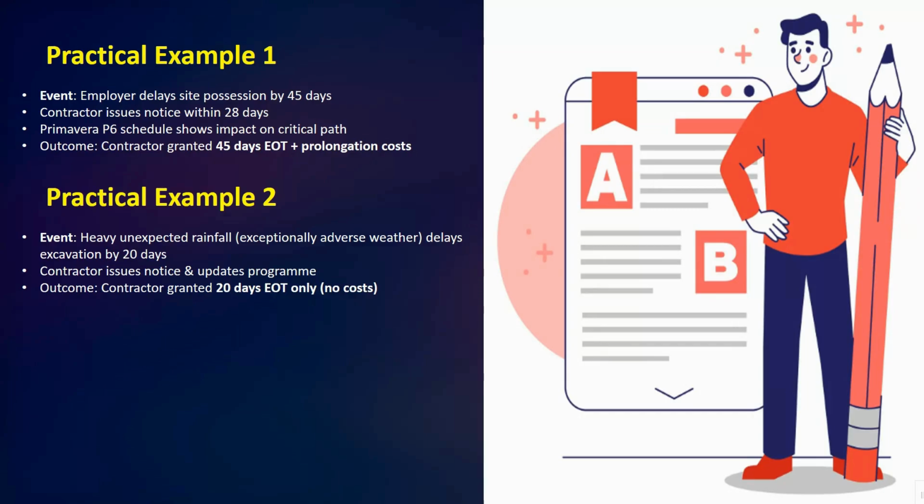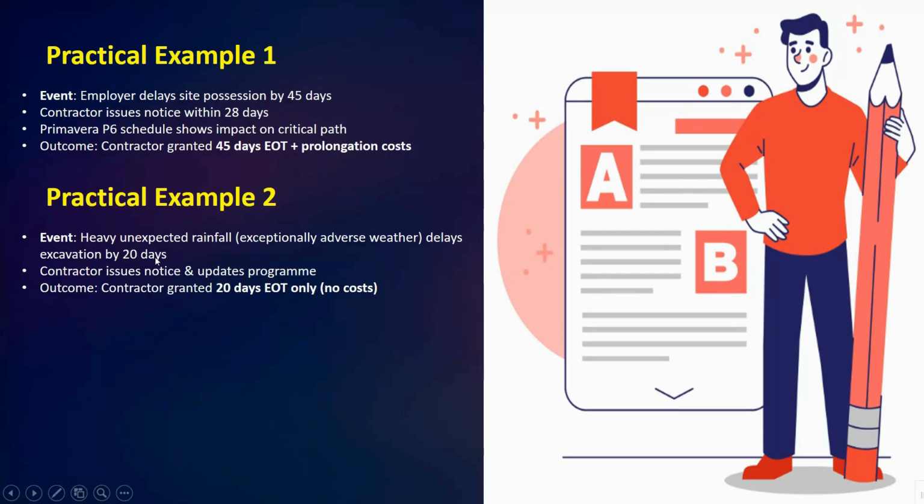Now let's look at another example. Here, first we have the event: heavy, unexpected rainfall delays the excavation work by 20 days. Next, the contractor issues notice and updates the program. Then the outcome: the contractor is granted 20 days EOT only, no cost.